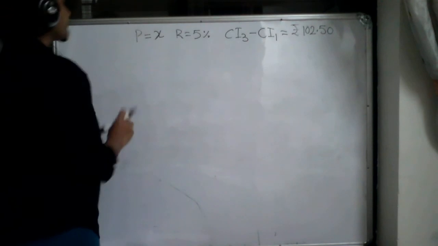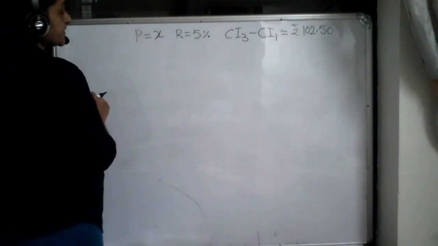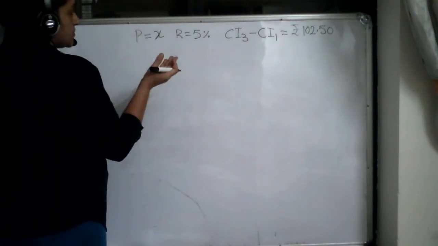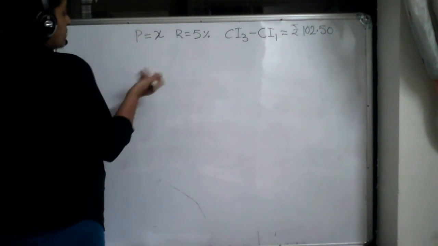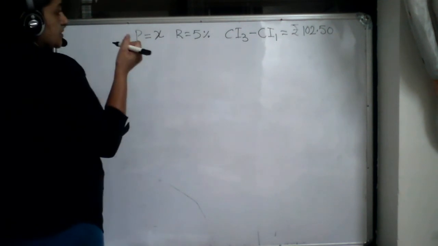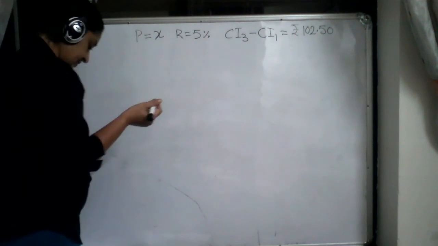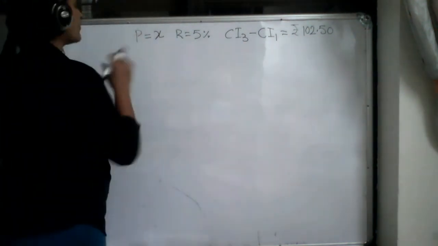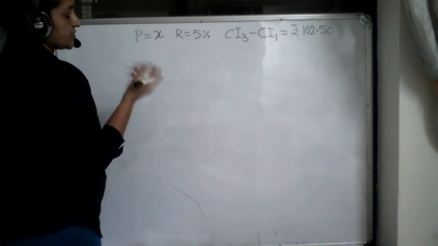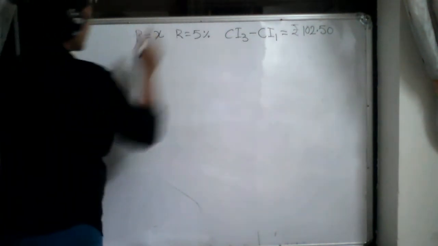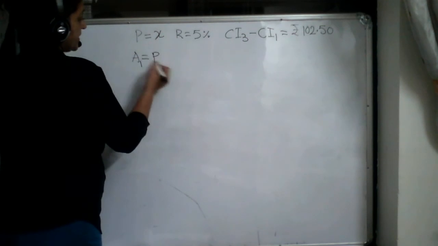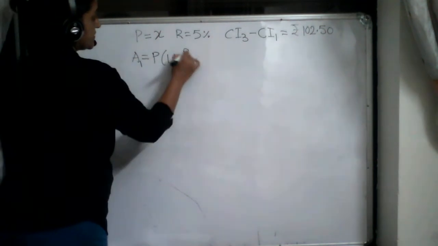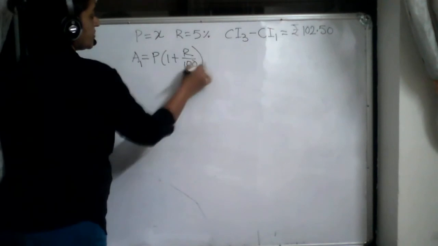Well, we all know the formula for CI. First we will have to have the amount. So let us find the amount for the first year. Now we will have to go till the third year, but we'll first find the amount and CI for the first year. Okay, the amount for the first year, A1, will be P into bracket 1 plus R upon 100 to the power n.